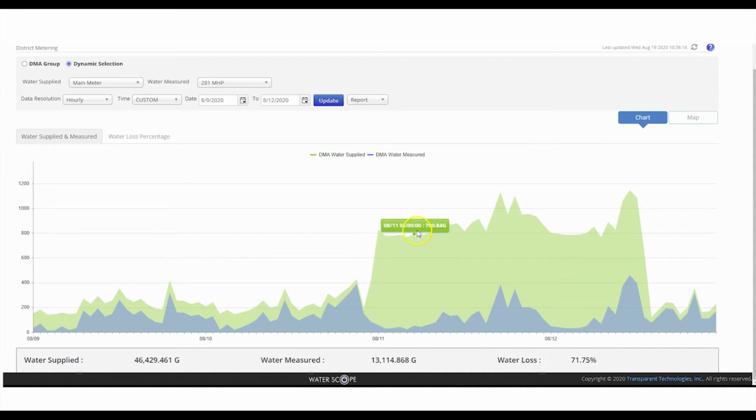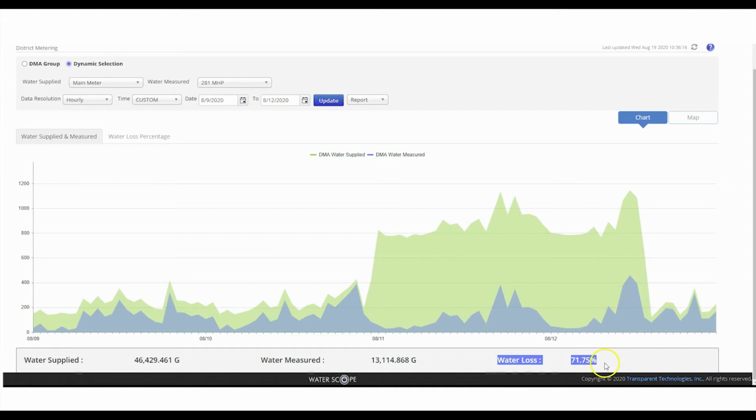The park owner noticed an exceptionally large spike in the system and right away was able to tell that his leak was coming from the main line and not the submeters. The park owner caught the leak within 24 hours and was able to get his line fixed the next day.